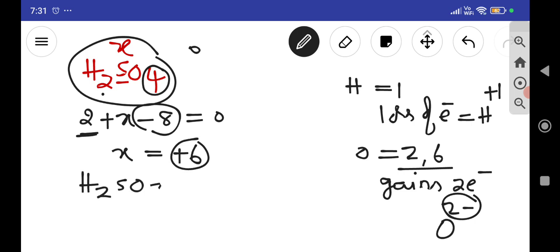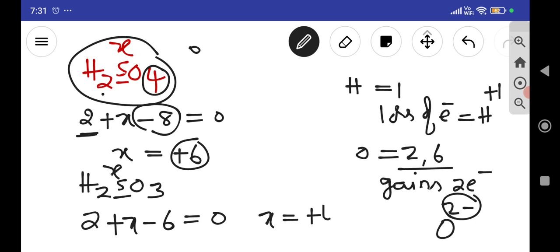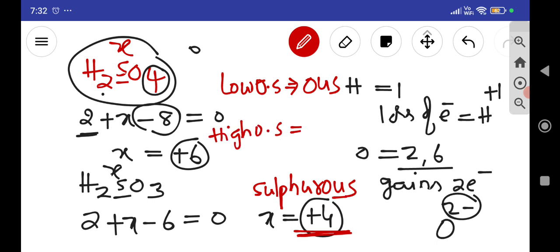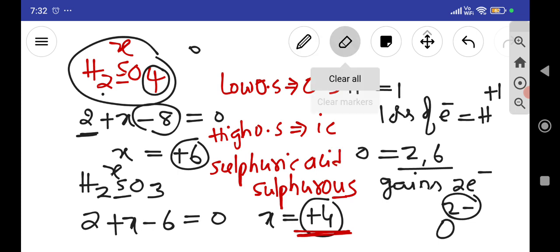Similarly, if you calculate H2SO3, taking it as X, 2 plus X minus 6 is equal to 0 and X is equal to plus 4. Always remember, when there is a low oxidation state, you get the suffix 'ous'. So here it is low, hence you call it sulfurous acid. And when there is a high oxidation state, you call this an 'ic' acid. So therefore you call it sulfuric acid. Hope you have understood the difference between 'ic' acid and 'ous' acid.